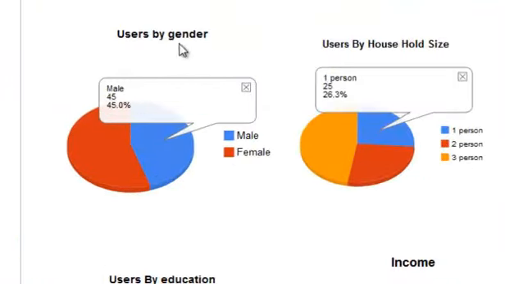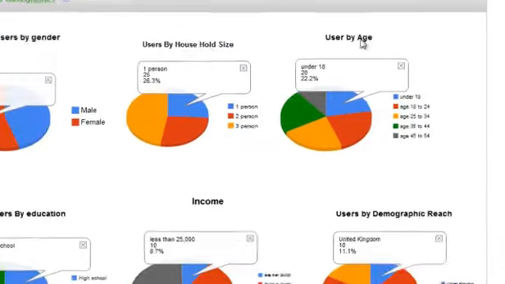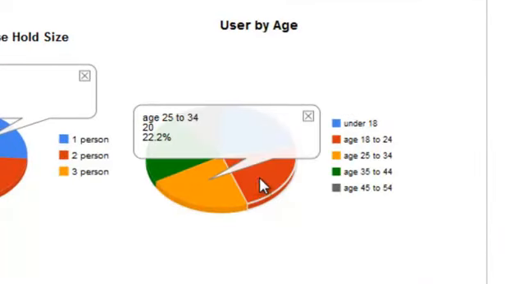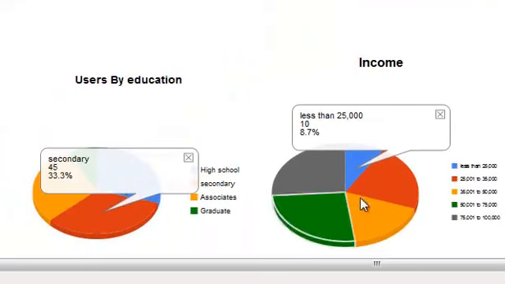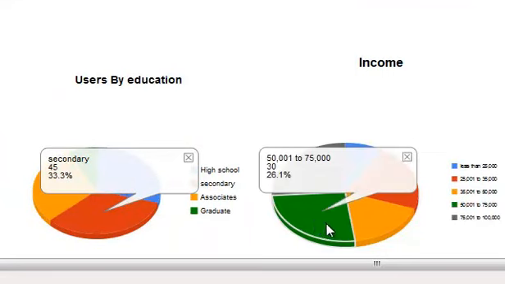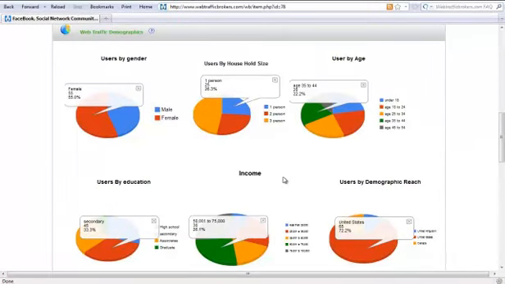Users by gender, we know what percentage of males and what percentage of females visit this site. Users by household size, users by age, you can get an idea of the age group that visit the site. Users by education, by income, and by country. This type of demographics helps you to micro-target your ads. Now you know exactly what type of users are coming to this site.